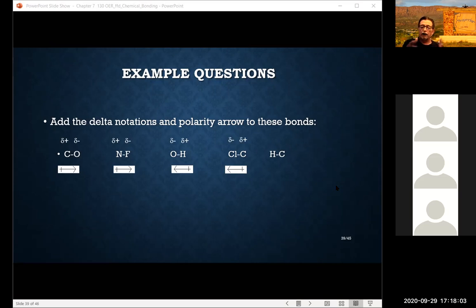All right. Now, how about this one, carbon, hydrogen? How would I write this one? Anybody want to take a guess? Would I go right to left, left to right?